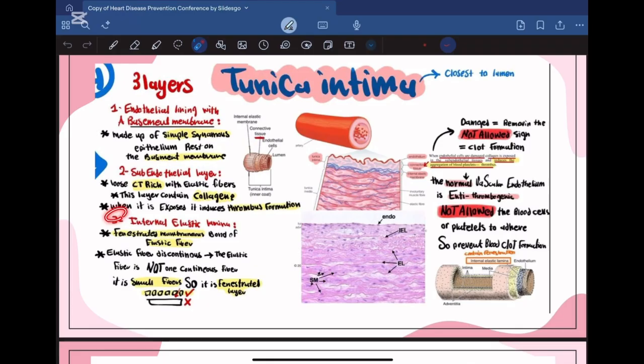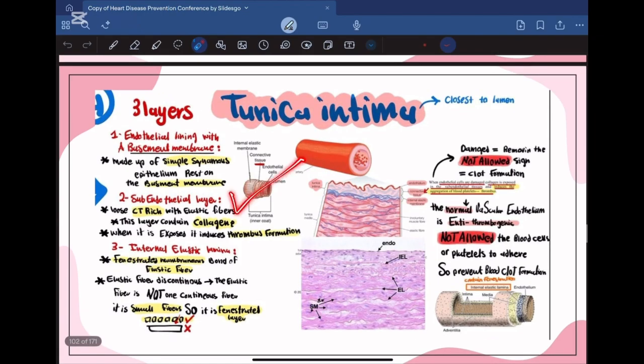Now for the internal elastic lamina, it is basically elastic bands and they are connected like this. So they are not fused with each other. Therefore it will give us a fenestrated membrane, because it's connected in that way. It's not a continuous membrane and it's composed of elastic bands. Now we are done with the tunica intima.